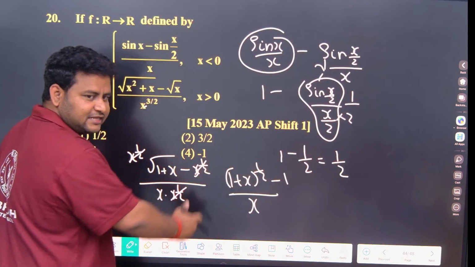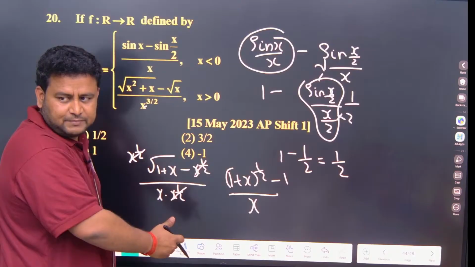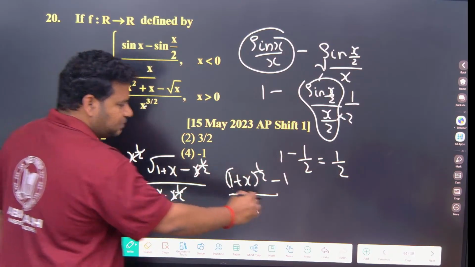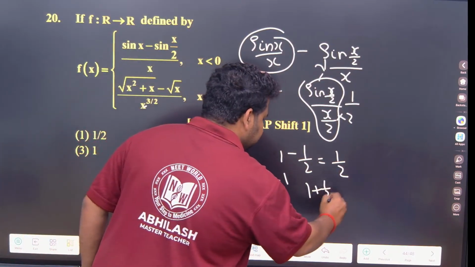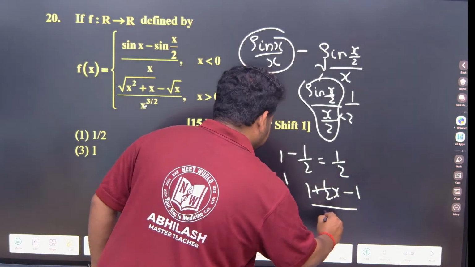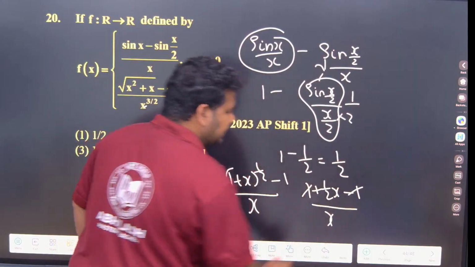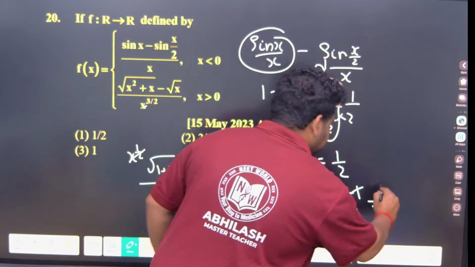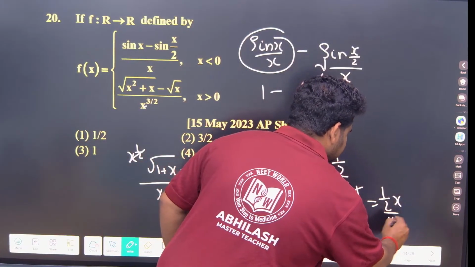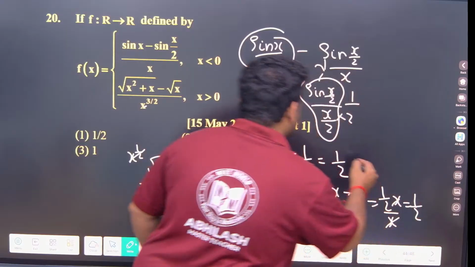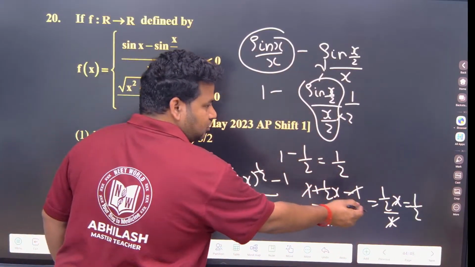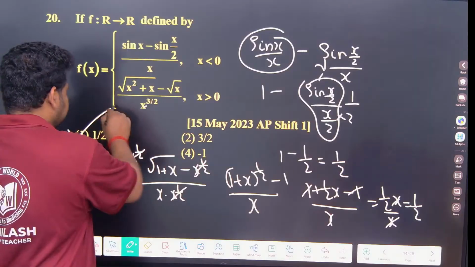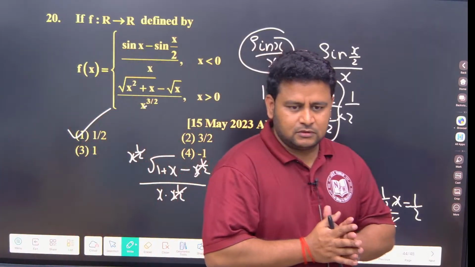So I can apply either L'Hospital's rule or binomial expansion. Binomial expansion, this will become 1 plus 1 by 2x minus 1, divided by x. Plus 1 minus 1 I can cancel. Now I am left with 1 by 2x by x. Cancel, I will get 1 by 2. So the answer is what? Here also 1 by 2, LHL, RHL is also 1 by 2. The answer would be 1 by 2, first one. Understood? 1 by 2 is the answer.